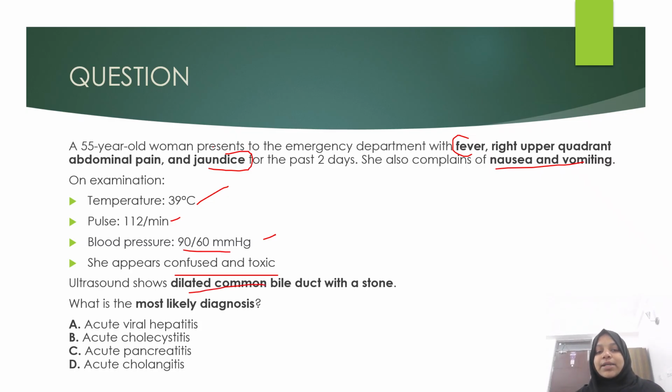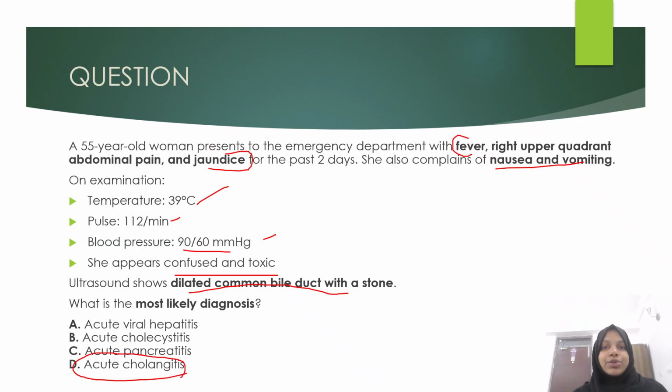Ultrasound shows dilated common bile duct with a stone. So it can be due to the presence of stone. There is an obstruction and there is inflammation. What is the most likely diagnosis? So we have seen the triad and the pentad. Reynolds' pentad. What is it suggesting? It is suggesting acute cholangitis, not cholecystitis.